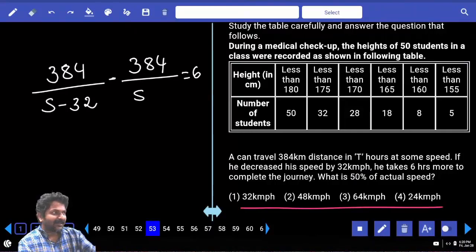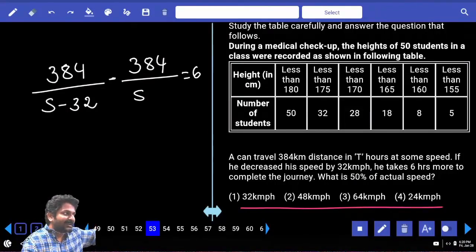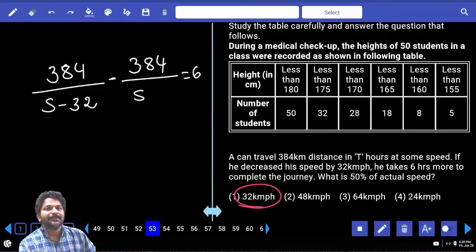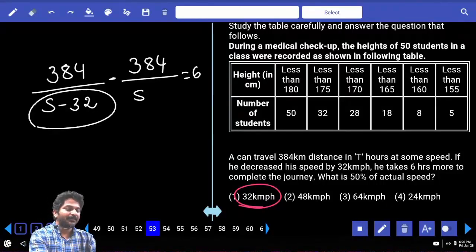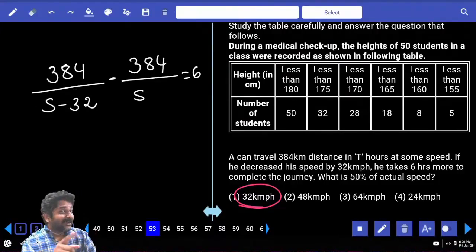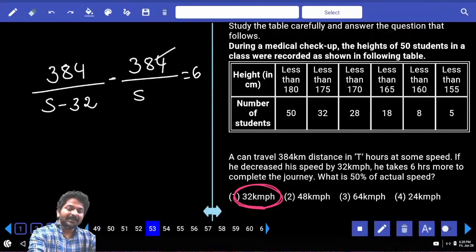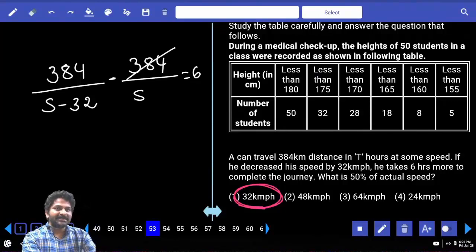Your question is related to s only, and the values are in the options. So let's see if it is the first option or not. For example, if s is equal to 32, s minus 32 becomes 0. But you are not asked to calculate the s value, you are asked to calculate 50%. So if 50% is 32, originally it is 64 only. Let's see whether 64 is a factor or not. 384 divided by 64. Wait a minute.